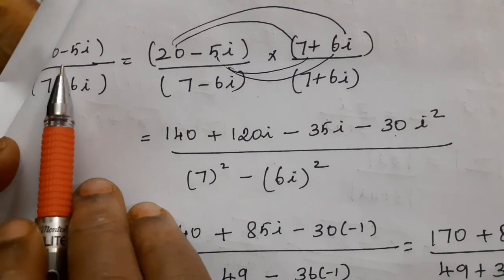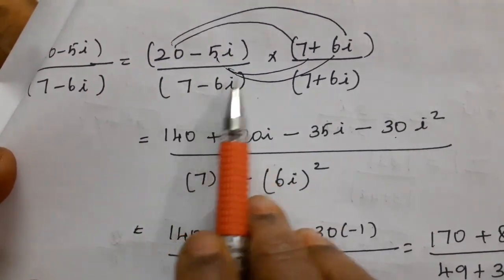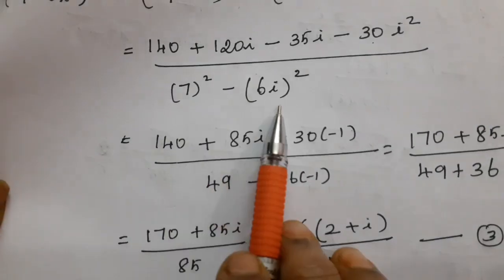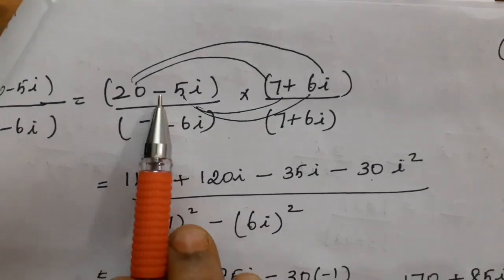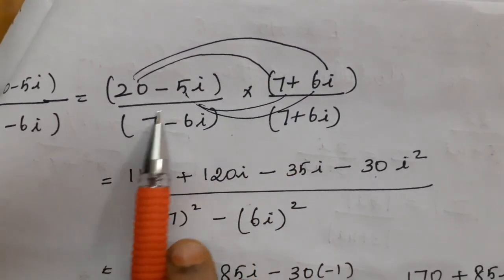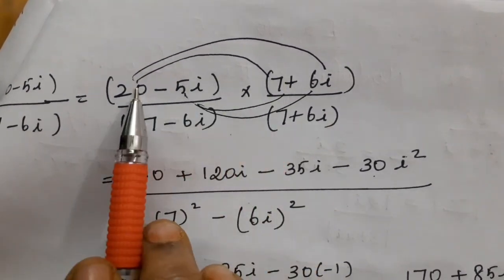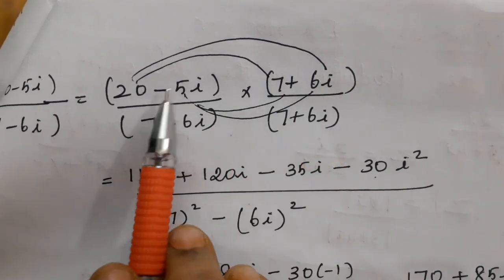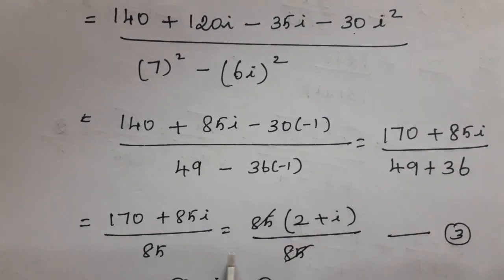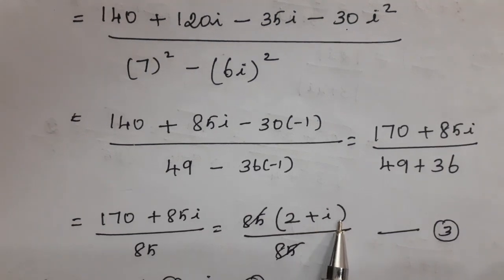Similarly, we take the second term also, 20 minus 5i by 7 minus 6i. Multiply and divide by its conjugate. The denominator is always A minus iB into A plus iB, A square plus B square. The numerator is ordinary multiplication: 20 is multiplied with the bracket, minus 5i is multiplied with the bracket. What is the result after simplification? We get 2 plus i.